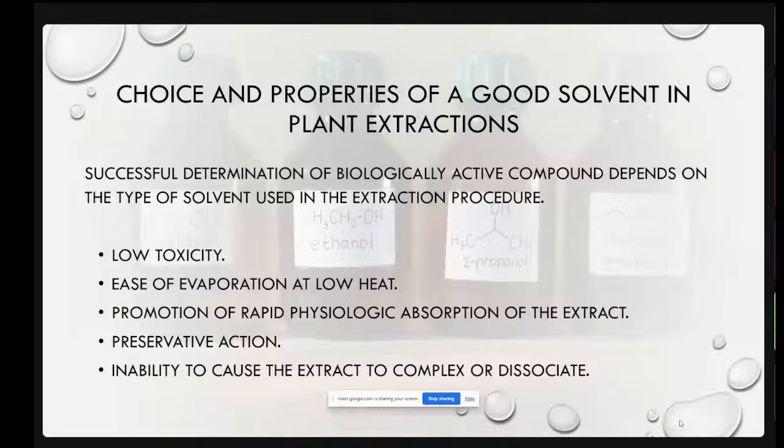So now we have to choose a good solvent for the plant extraction. Successfully extracting the biologically active compound depends on the type of solvent. So we have to choose it by low toxicity, evaporation at low heat, promotion of rapid physiological absorption and extraction, and inability to cause the extract to complex or dissociate.